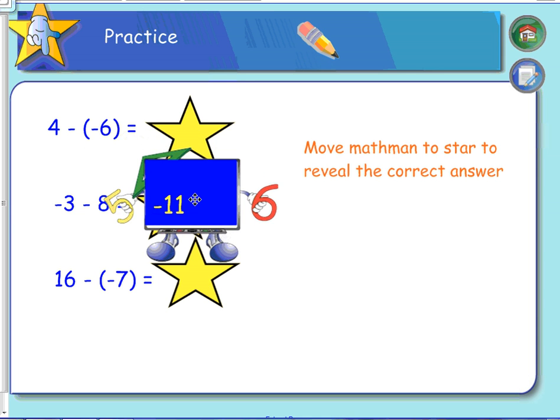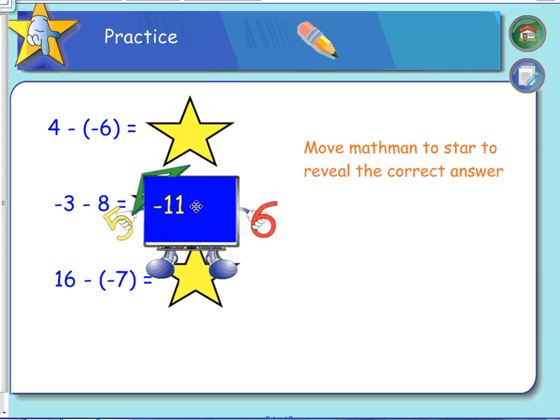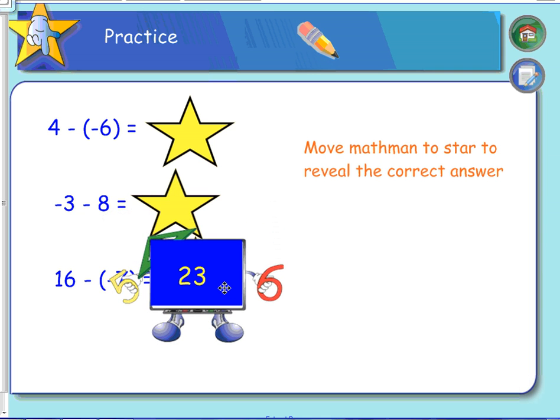All right, our next problem, we have negative 3 minus 8. So we are leaving the negative sign the same, changing the middle, and the opposite of positive 8 would be negative 8. So we are then adding together negative 3 plus negative 8, and that would become negative 11. All right, and the last one, we're leaving the positive 16 the same, changing the subtraction sign to addition, and then doing the opposite of negative 7, which is 7, and we would get 23.